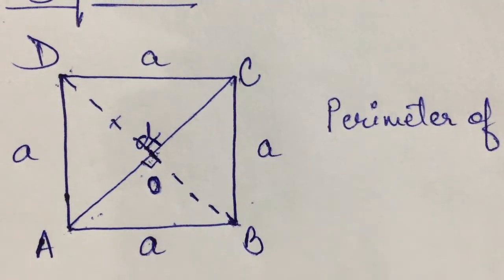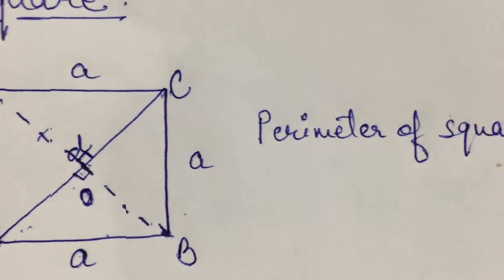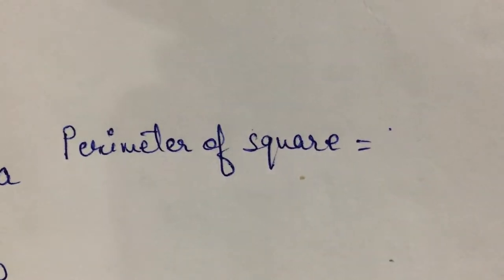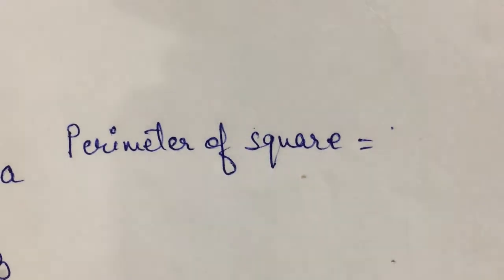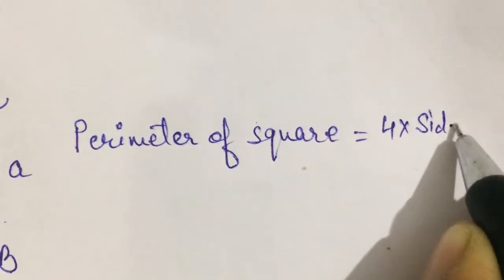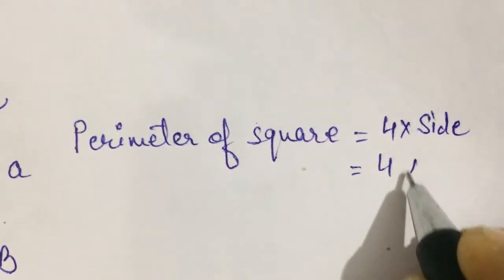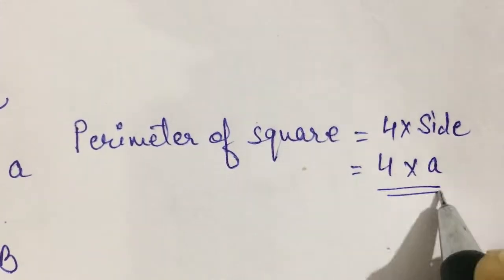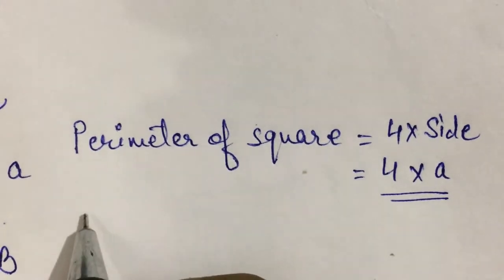Now, in the previous video I have already elaborated about the perimeter. So the perimeter of a square is nothing but 4 into side. If the side is A, we will call it 4 into A. So this is the perimeter of a square.